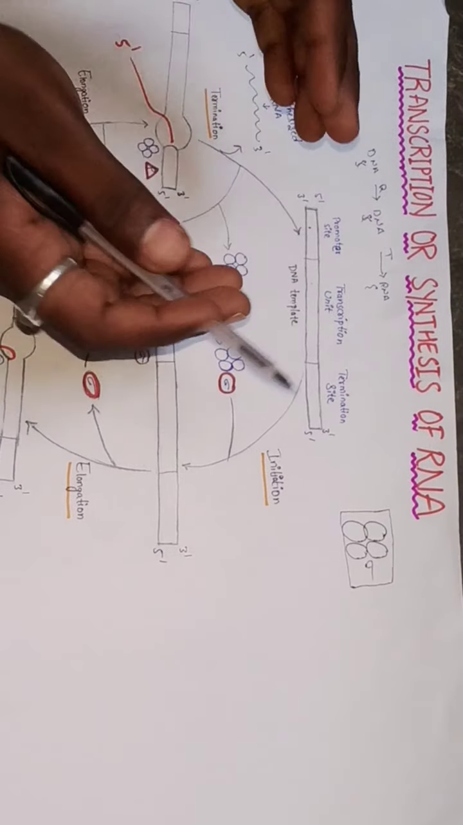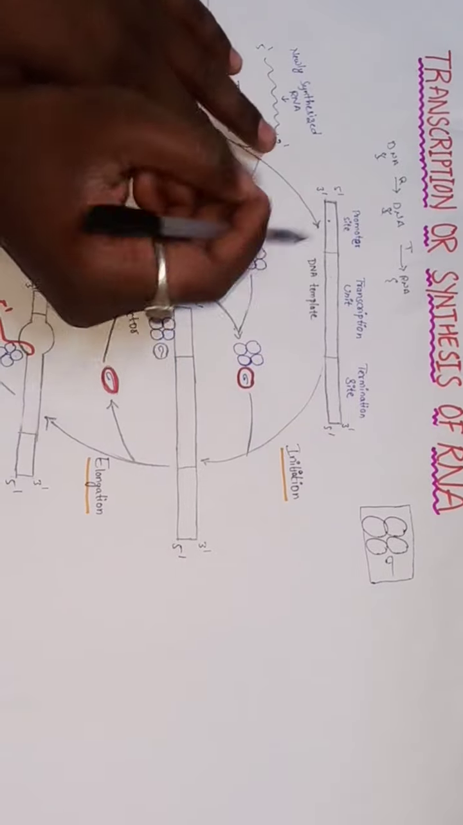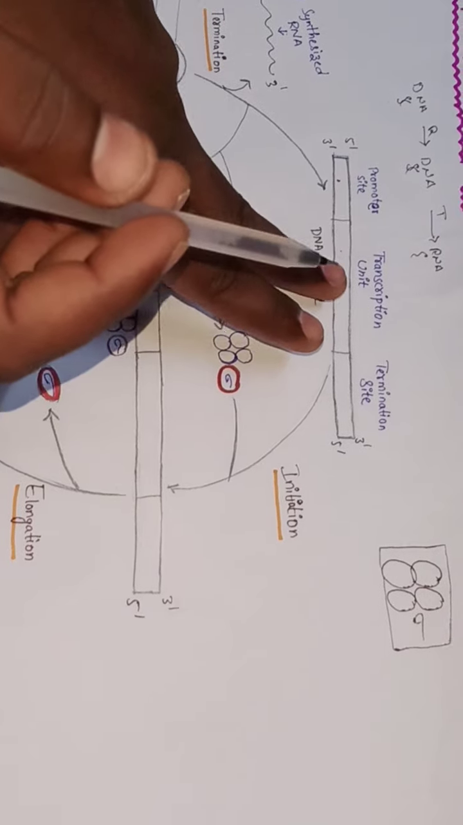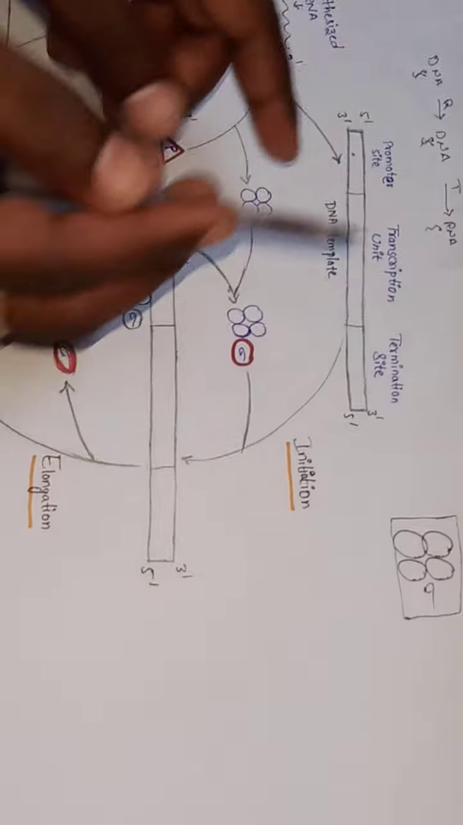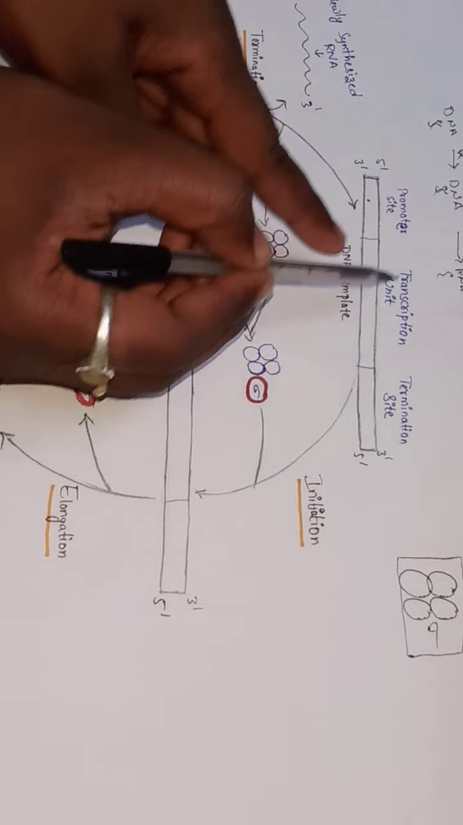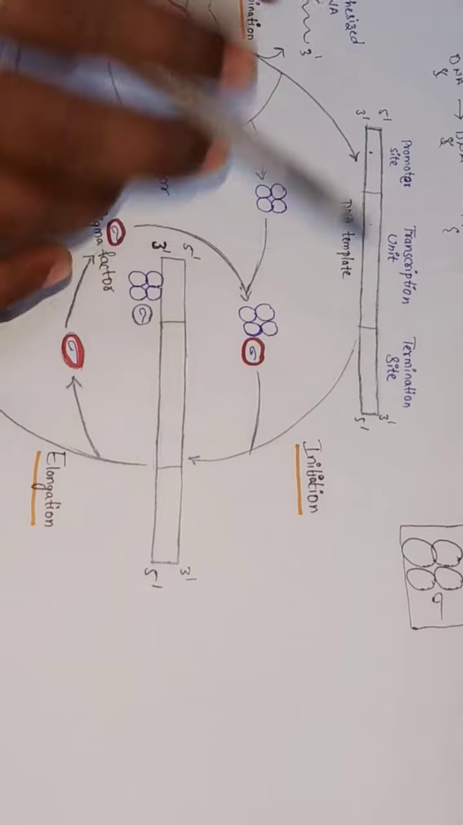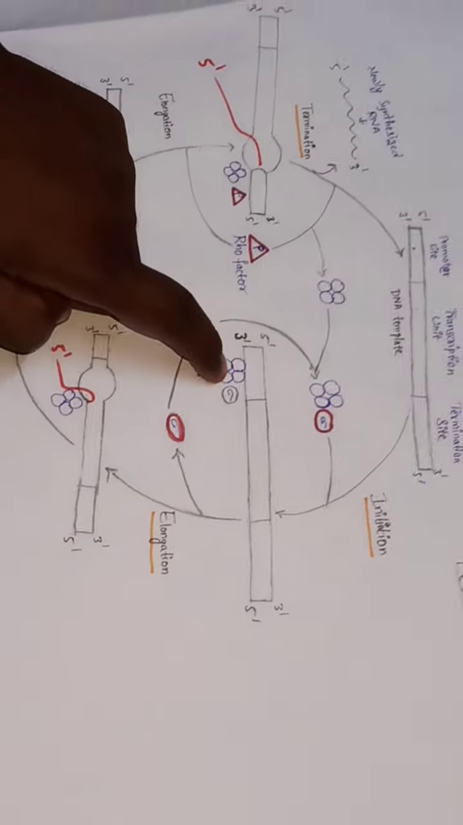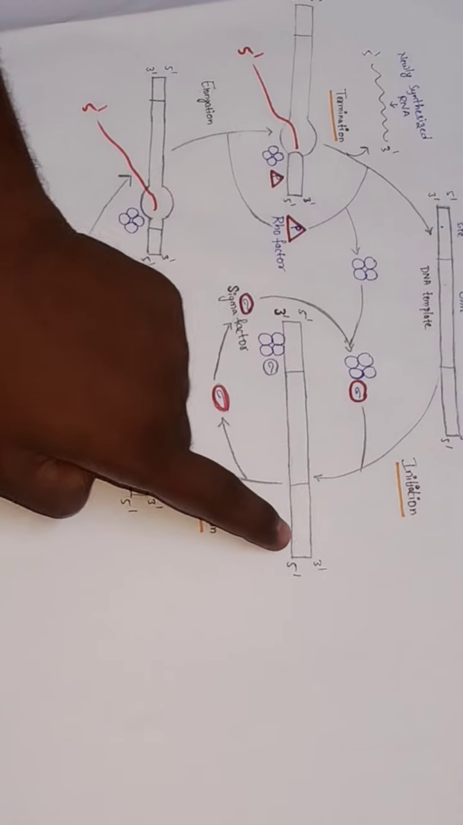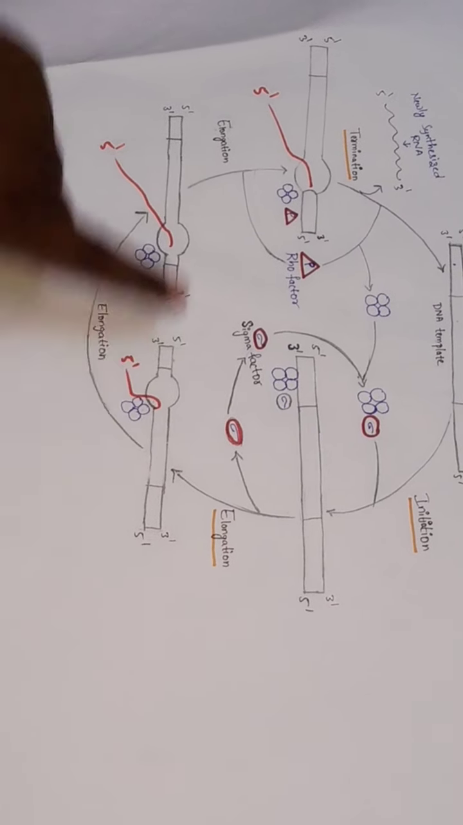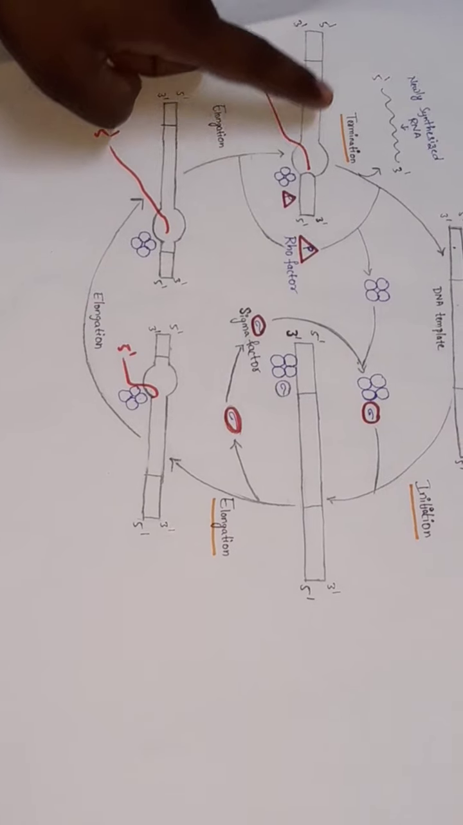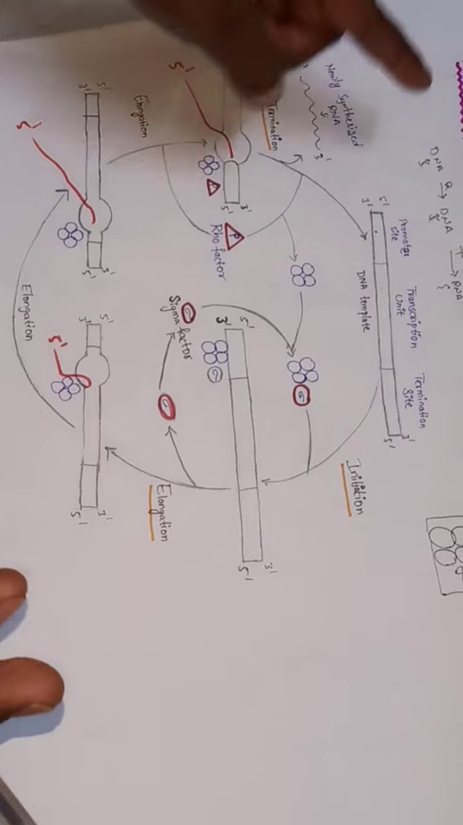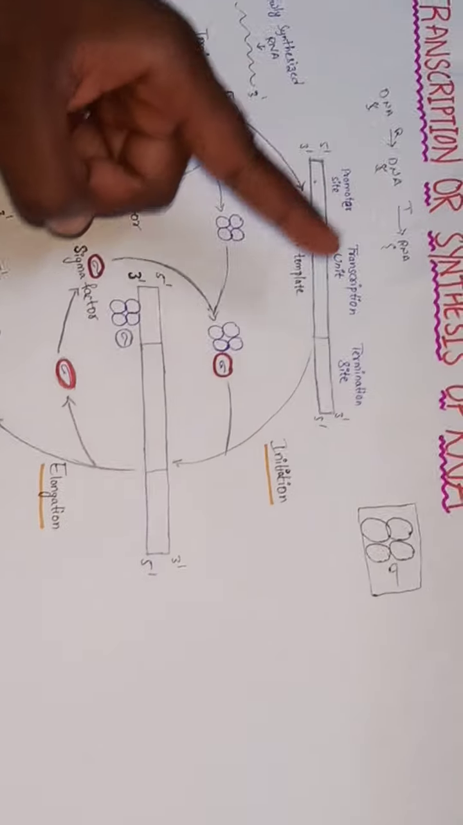So the DNA has three sites: the promoter site, transcription site and termination site. These three sites are involved in the synthesis of RNA. What are the three sites? Promoter site, transcription site, termination site. Each and every DNA molecule has these three sites: promoter, transcription, termination.